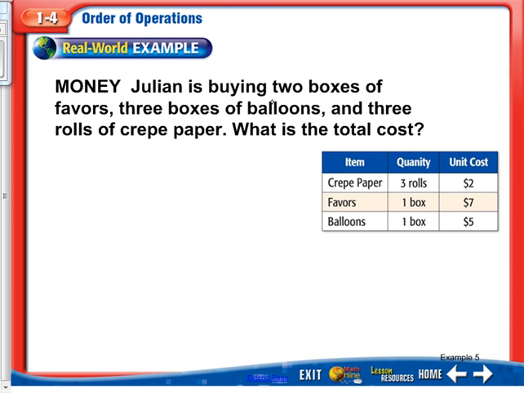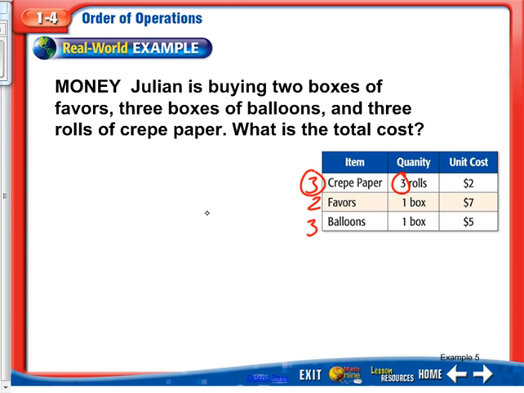We're buying 2 boxes of favors, so here it just says 1 box. So I'm going to put a 2 there. Okay, and then we're doing 3 boxes of balloons, so I'm going to put a 3 here, and this is just per 1 box. And then here it says 3 rolls of crepe paper, so I'm going to put a 3 here, but notice this is the same there. So we want 3 rolls, so this is actually going to be the cost of the 3 rolls.